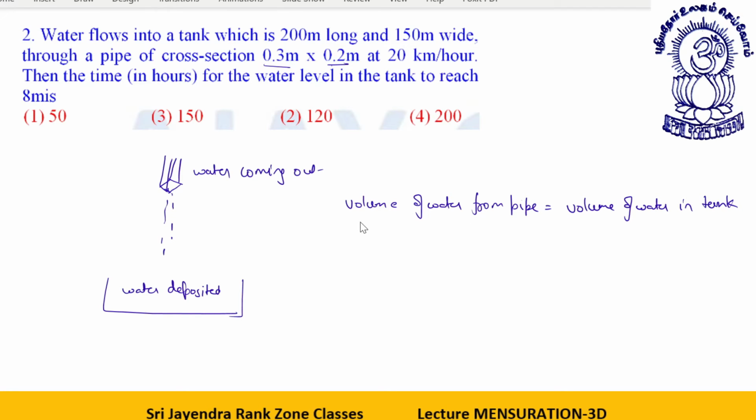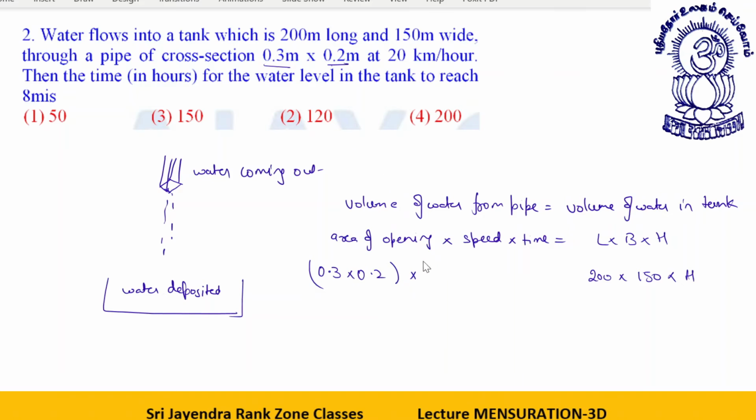Now what is the volume of water coming out from pipe? That is area of opening into speed into time is equal to volume of tank, which is like LBH. Now water flows into tank which is 200-meter long, 150-meter wide, and let's say the water deposits to a height of h meter through a pipe of cross section 0.3 meter into 0.2 meter. This is like area.